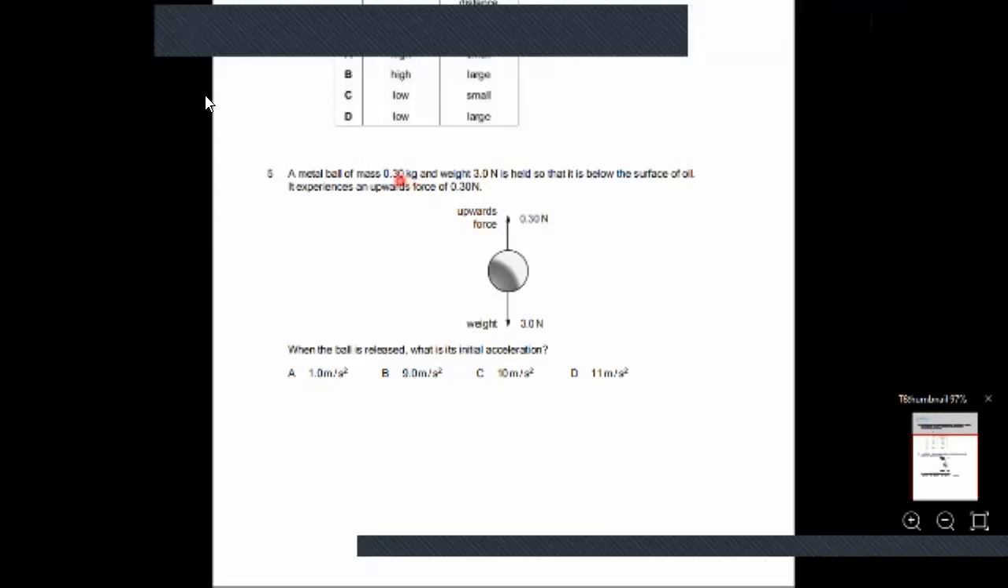Weight is W equals mg. You multiply 0.3 with 10, you will get this weight. It is held so that it is below the surface of the oil. It experiences an upward force of 0.30 newton. It means here is an oil and there is an upward force. When the ball is released, what is its acceleration?